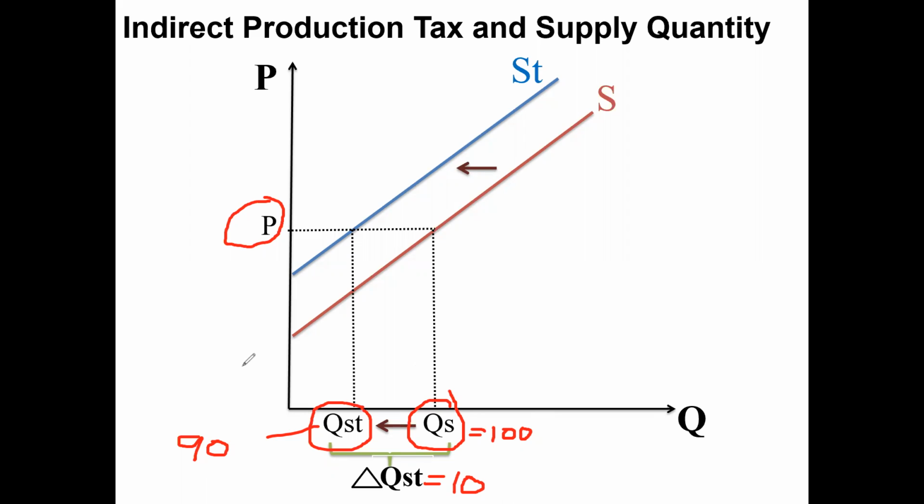We need to calculate this amount. By how much does the supply quantity decrease due to tax? Right? If you can calculate this value, you can find the new value. It's a simple equation, a main equation.